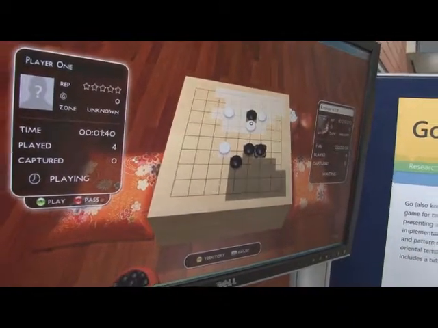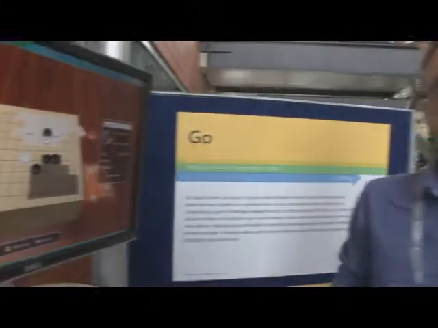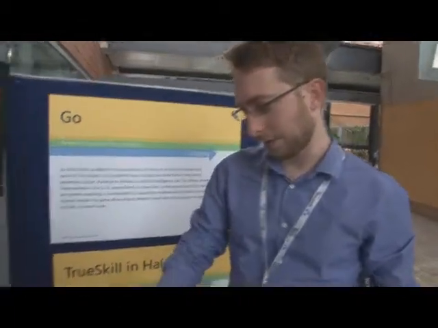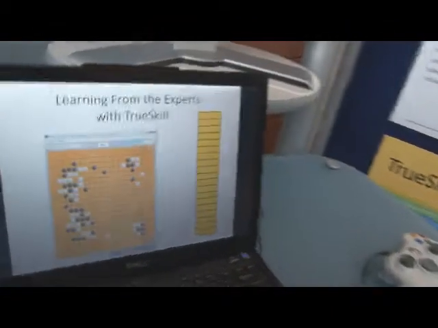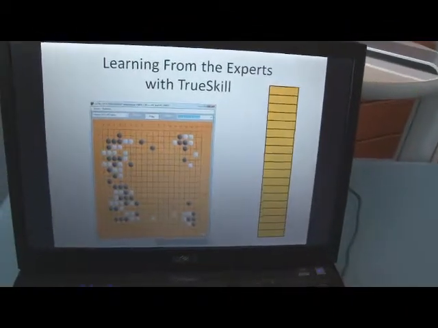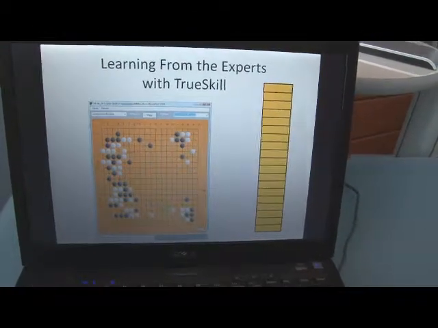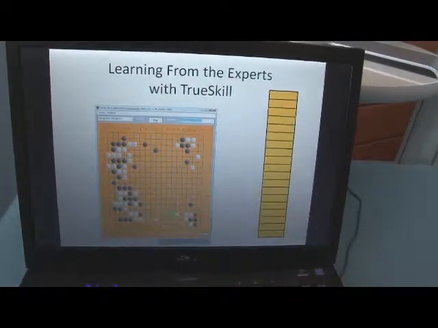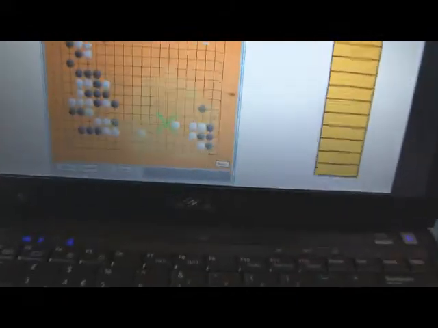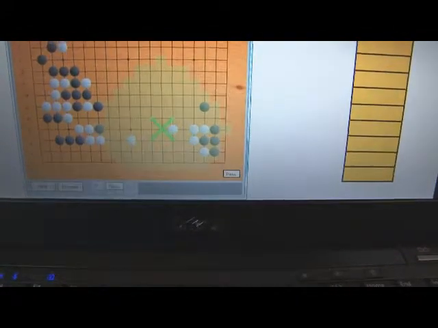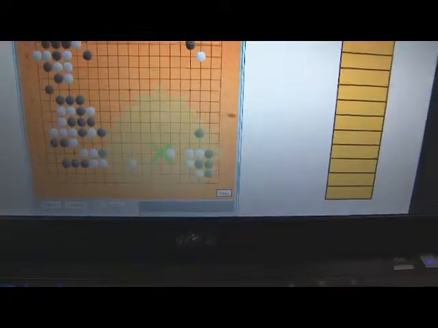The other crucial component in this program which makes it strong is a pattern system which is trained from records of historical expert games. There's also a demonstration of this on the laptop. What we do is we associate each move on the board with a pattern. So if the player is thinking about moving in the position marked with a green cross, then that move is associated with a pattern, which is the shaded region.